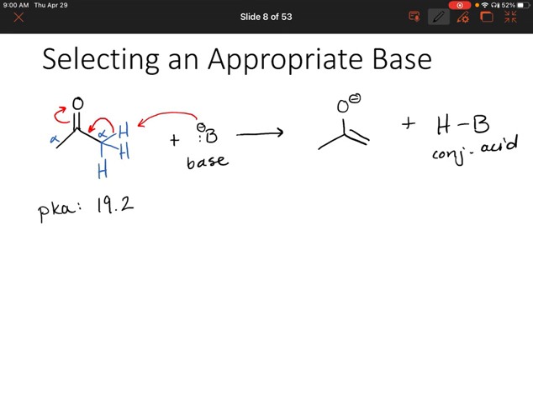Now, ideally, we want the pKa of the conjugate acid to be greater than the pKa of our starting material. So we want the pKa of the conjugate acid to be greater than 19.2 in this particular case. In fact, we would actually like the pKa to be about 5 units greater than the pKa of the starting material.